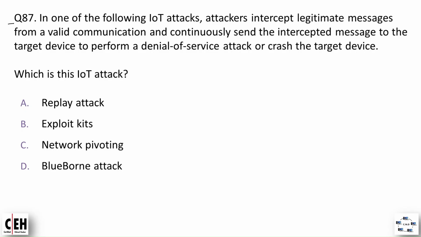Question number 87. In one of the following Internet of Things attacks, attackers intercept legitimate messages from a valid communication and continuously send the intercepted message to the target device to perform a denial of service attack or crash the target device. Which is this Internet of Things attack? Option A, replay attack; option B, exploit kits; option C, network pivoting; and option D, bluebone attack. And the correct option is option A, replay attack.